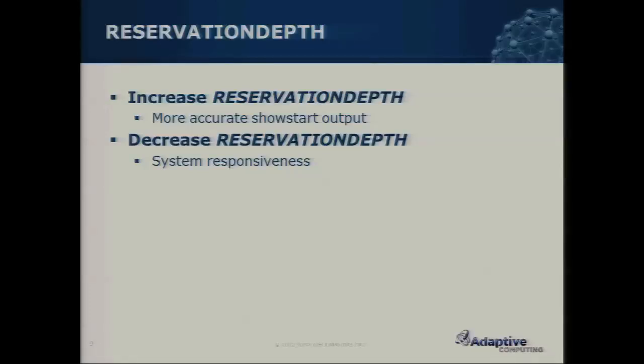You can also configure how many of the top jobs will get reservations. So by default, it's 1. Only the highest priority job in the queue is going to get a reservation. And in most cases, that works out just fine. It makes it so that the backfill window is sufficiently large for Moab to continue to stuff the lower priority jobs onto the system. That works pretty well.